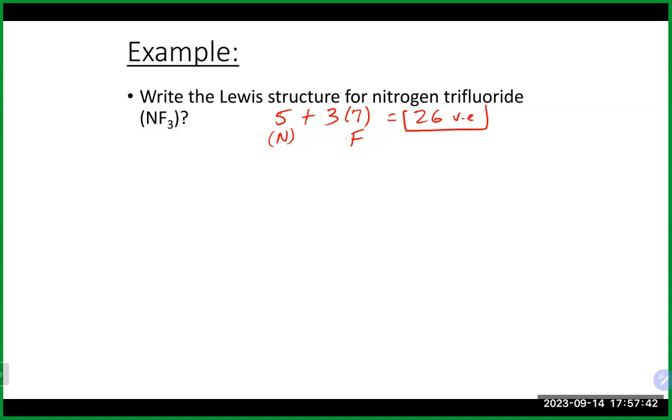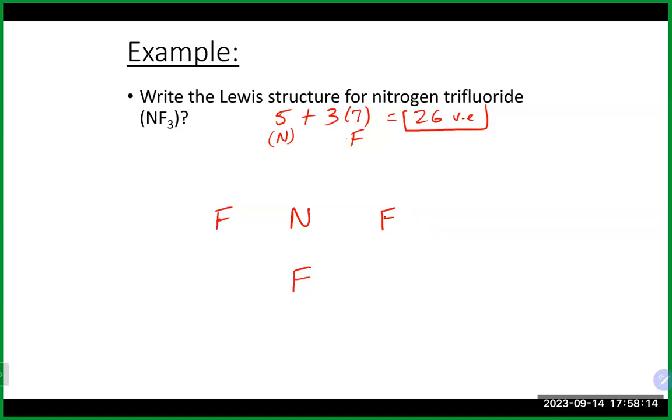When I look at nitrogen and fluorine here, besides the fact I only have 1 nitrogen and 3 fluorines, nitrogen should end up in the middle because nitrogen and fluorine are in the same row, and fluorine is more electronegative and nitrogen is less electronegative. So we should put the least electronegative atom in the center. We'll just surround it by some fluorines. And I put that last fluorine on the bottom, but you could put it on top. It really doesn't matter where you put it.